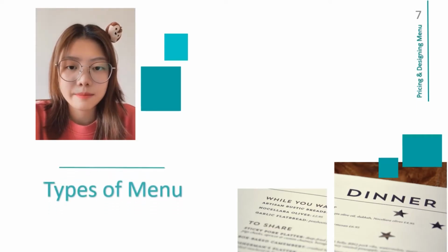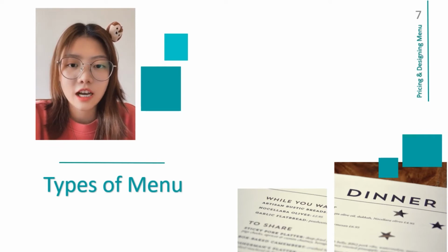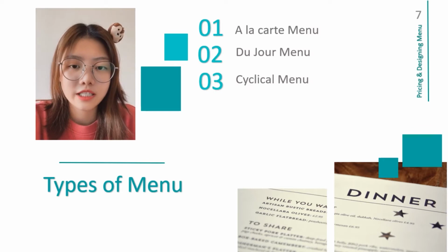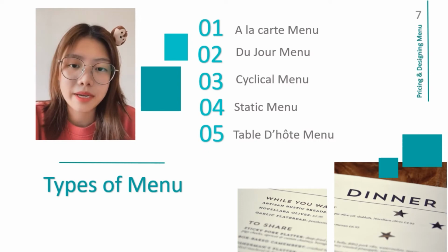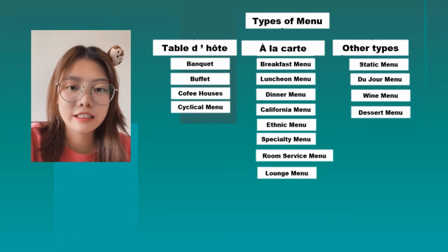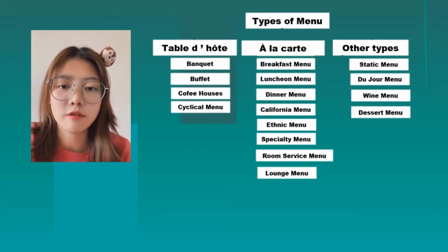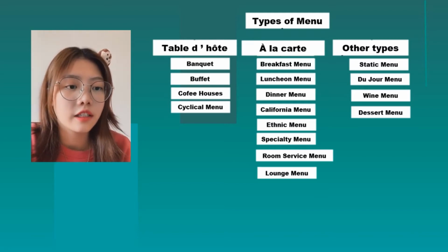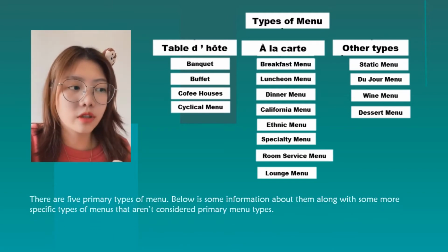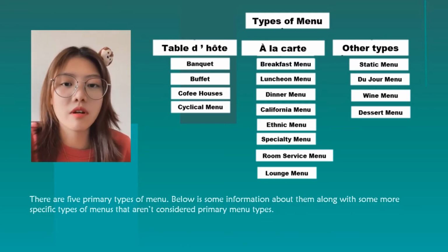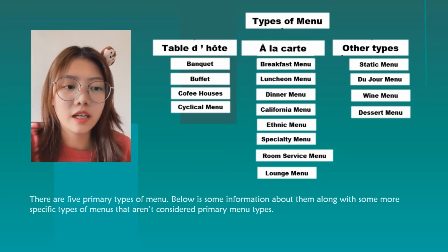And there are many types of menu, such as a la carte menu, du jour menu, cyclical menu, static menu, or table d'hote menu. As you can see, these are the types of menu, and there are 5 primary types of menu. Below is some information about them along with some more specific types of menus that aren't considered primary menu types.